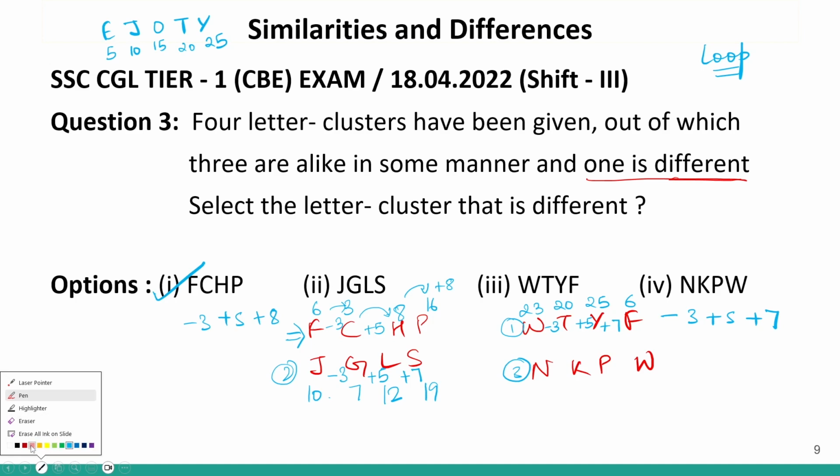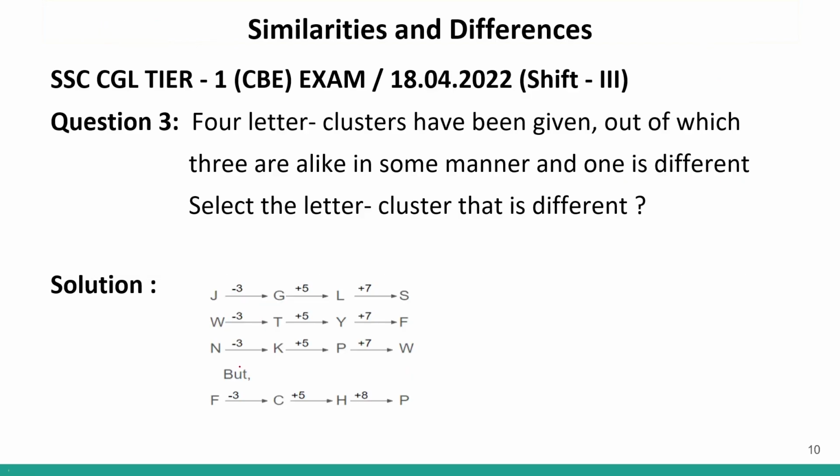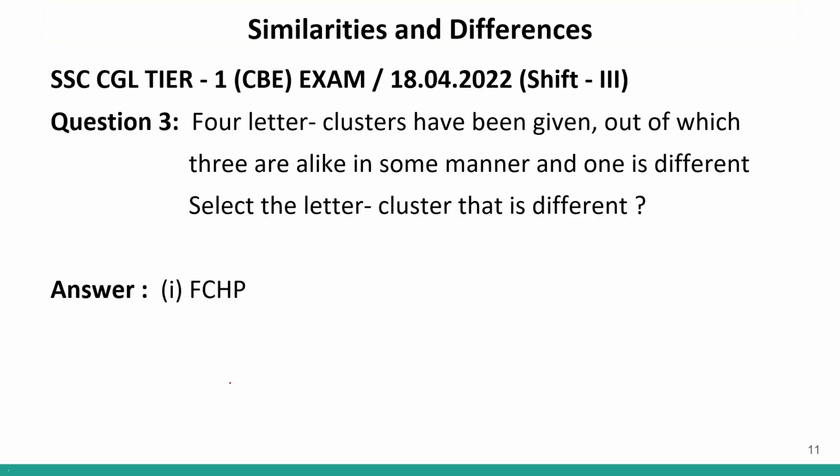FCHP. Okay, here you can see that this followed the same logic of -3 plus 5 plus 7, whereas this one followed a different logic. Hence this is the one that is different. FCHP, option number 1 is your answer.